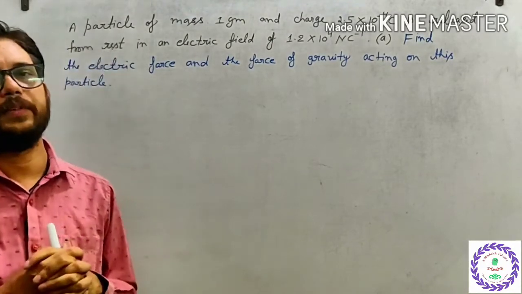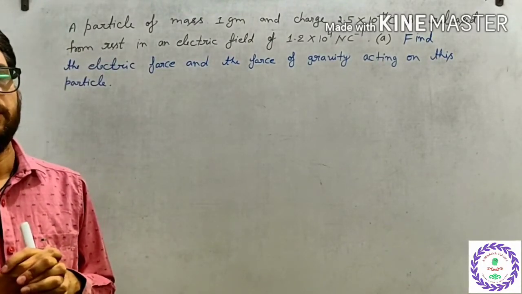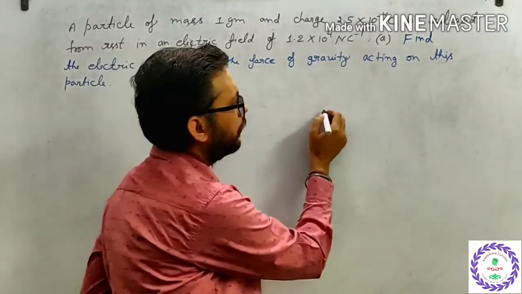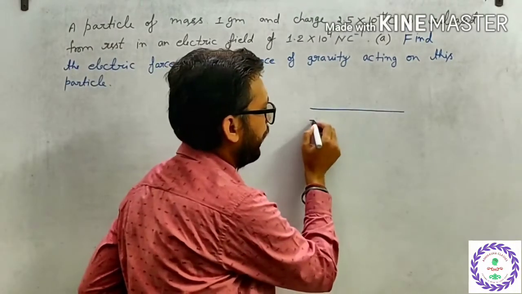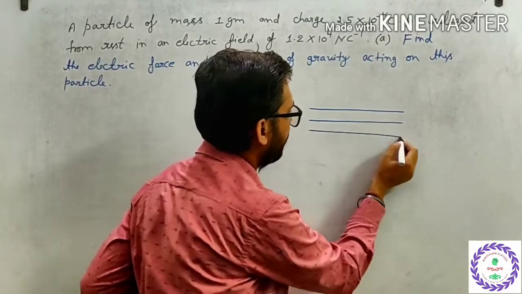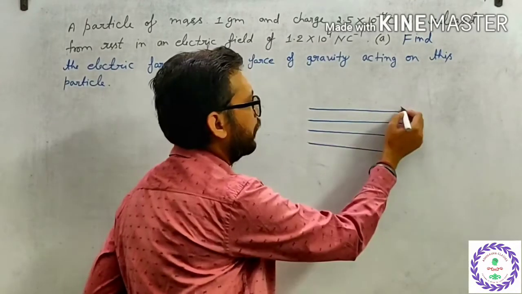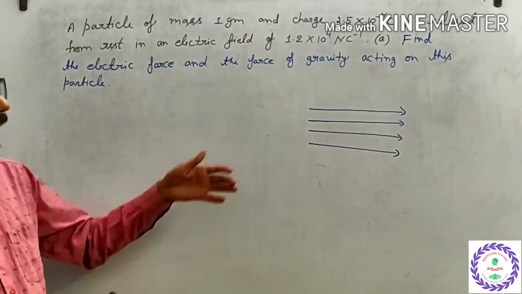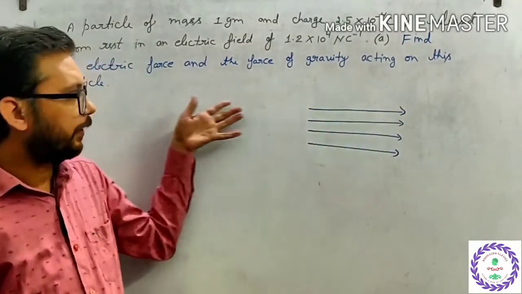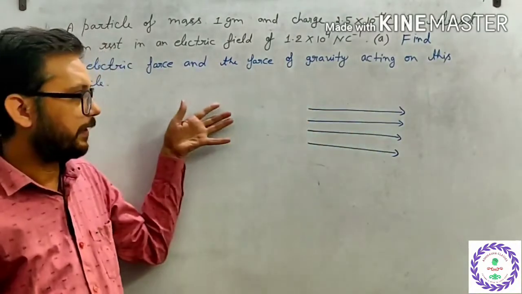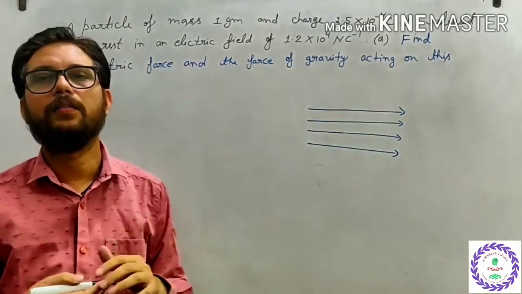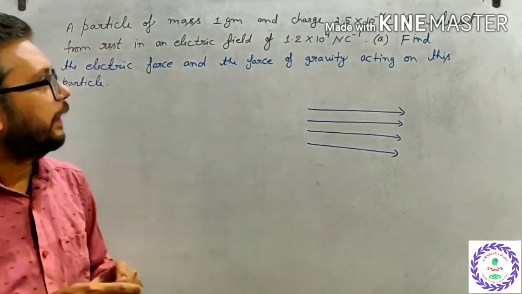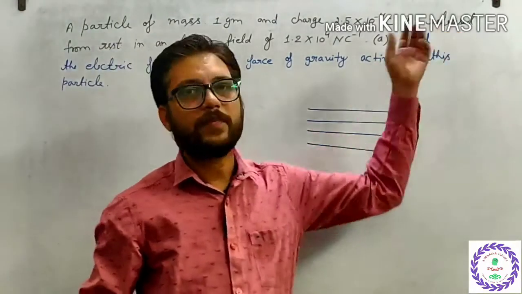So how will we solve? Firstly, we have to draw the diagram. So let's suppose this is the electric field, and the electric field is directing this way. This is the direction of the electric field. Now a particle is released.